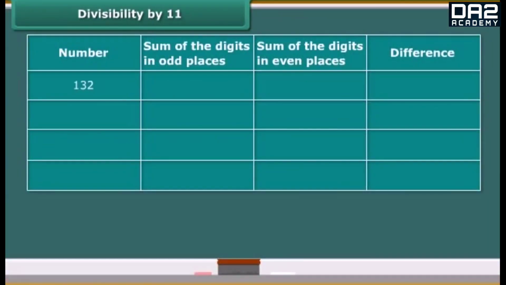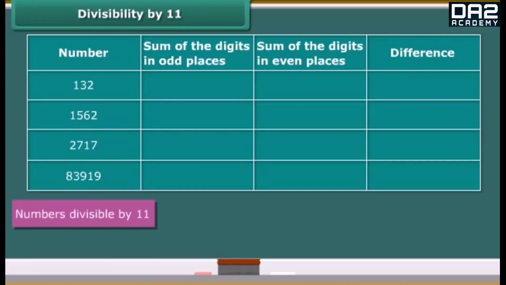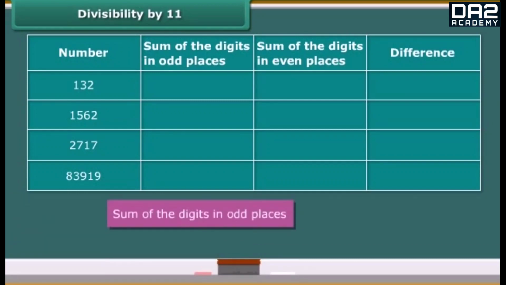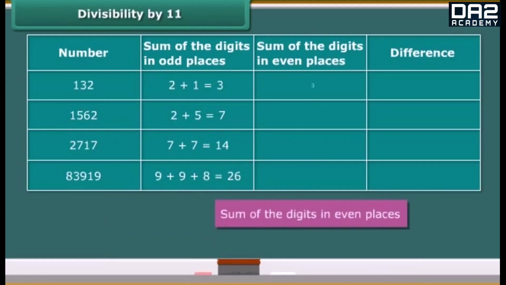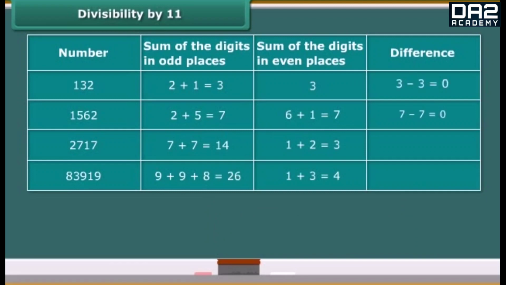Consider the numbers 132, 1562, 2717 and 83,919. All these numbers are divisible by 11, as can be checked by the direct division method. Consider the sum of the digits of these numbers in the odd places, starting from the ones place. Likewise, consider the sum of the remaining digits, or the digits in the even places. Compute the difference between the two sums just obtained.